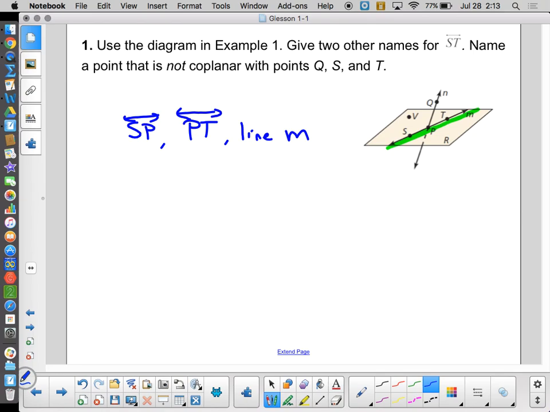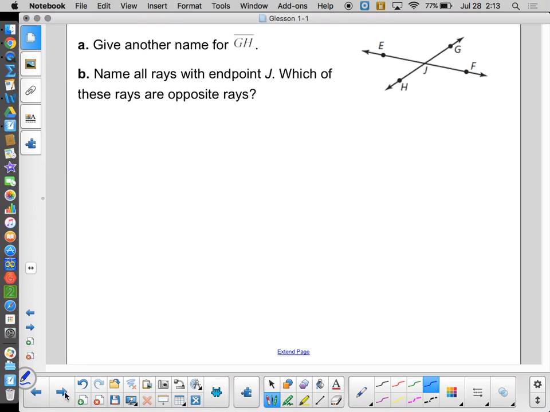A point not coplanar with Q, S, and T, well, again, let's find Q, S, and T. Q is there, S is there, T is there. That's this other plane. Okay, that's not the plane that's drawn in, that's a plane that's not drawn in, but it does exist. And the point non-coplanar with that, P is coplanar, but V is not. So V would be the point non-coplanar.